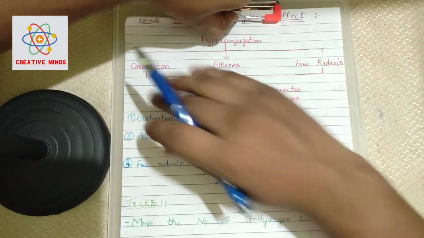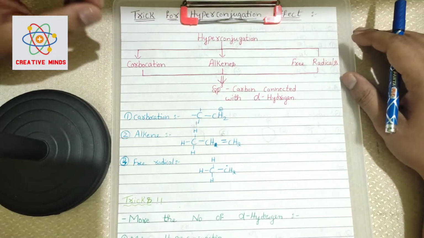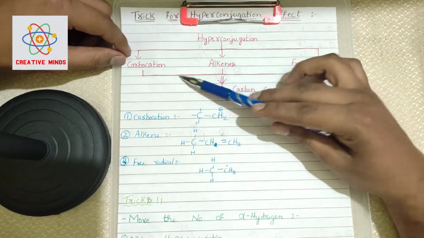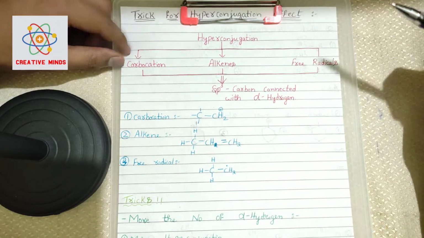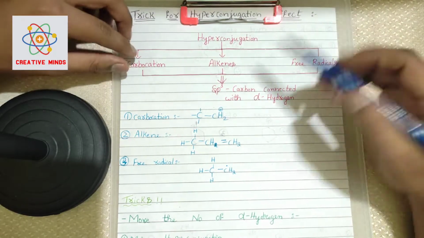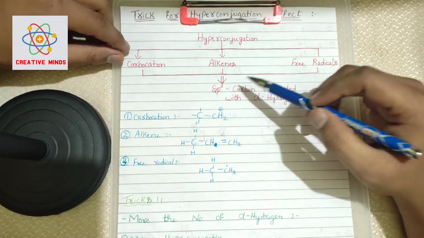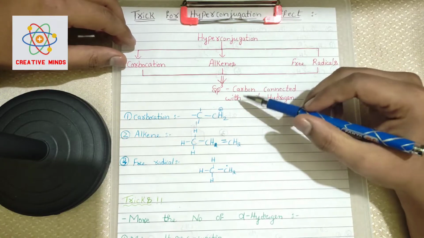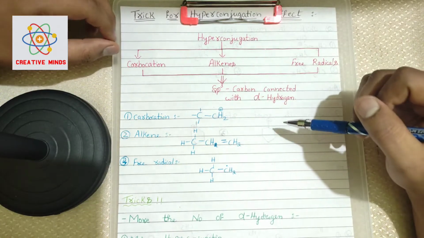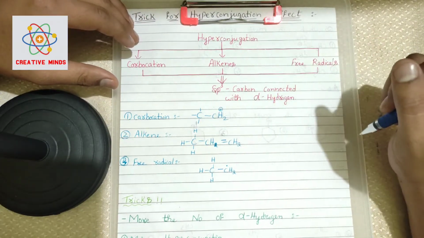Now, in the case of hyperconjugation, we will be observing hyperconjugation in carbocations, alkenes and free radicals. Now, how can we observe hyperconjugation? Whenever a carbon is sp3 hybridized, and to that carbon we can see another carbon which has hydrogen, we will name it alpha hydrogen. The main concept of hyperconjugation deals with this alpha hydrogen.